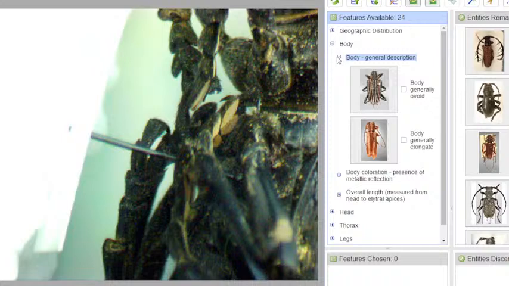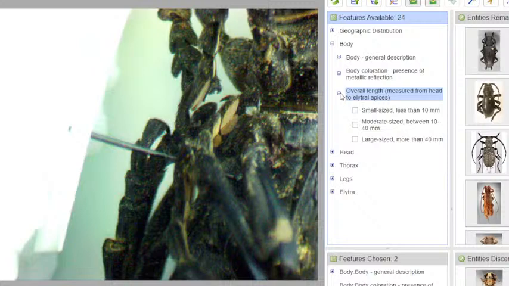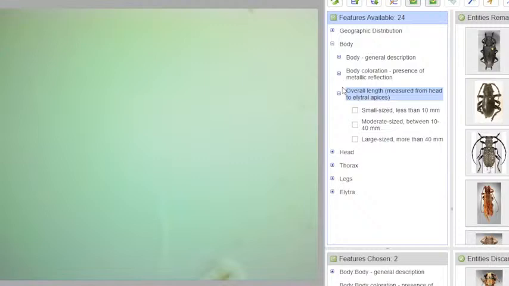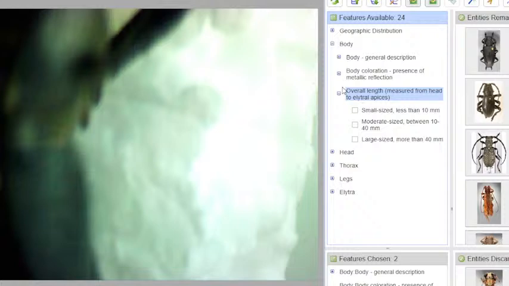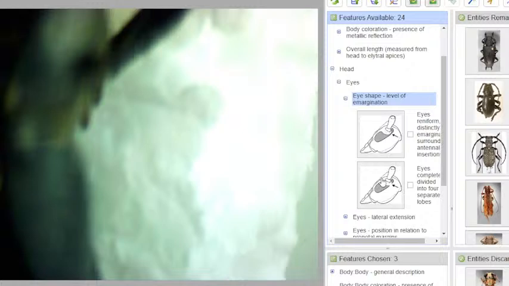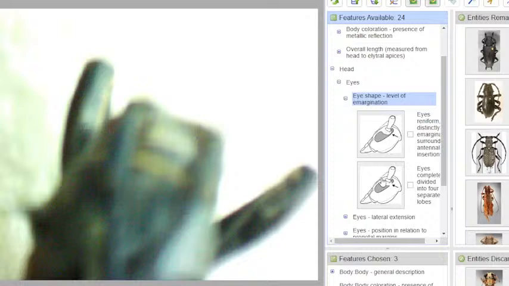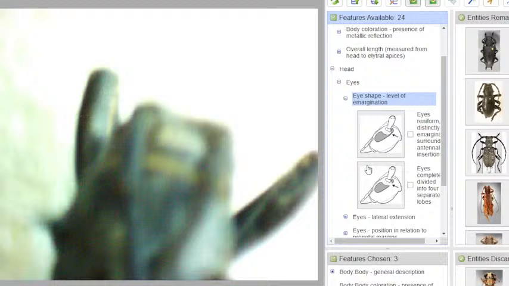Generally ovoid, I would say for sure. No metallics. And, I mean, he's a pretty decent sized longhorn beetle. Let's see what his size comes in at. He comes in at about 35 millimeters. Moderate. The eye is either reniform or the antenna completely cuts the eye in half. We've already looked at this a couple of times, but the eye is reniform. Those antennae don't cut the eye completely in half, whereas in some longhorn beetles it does. Let's see.